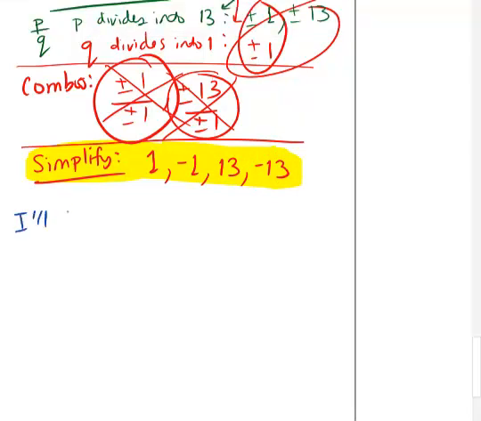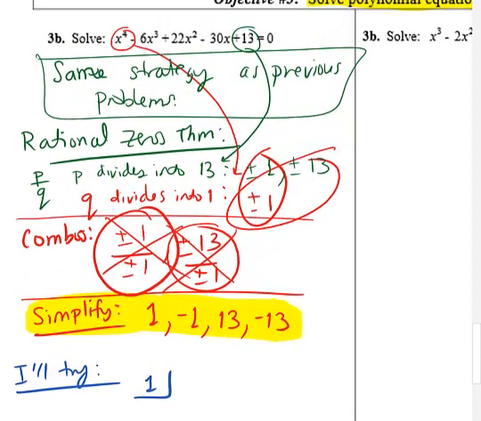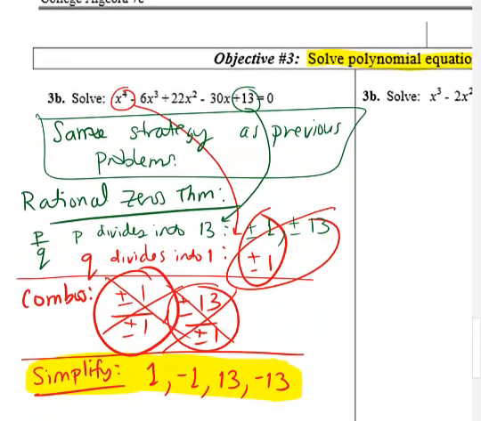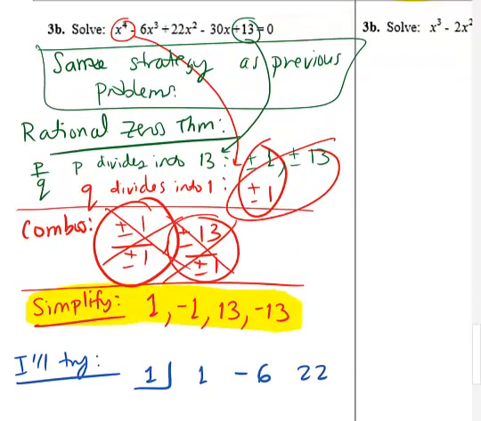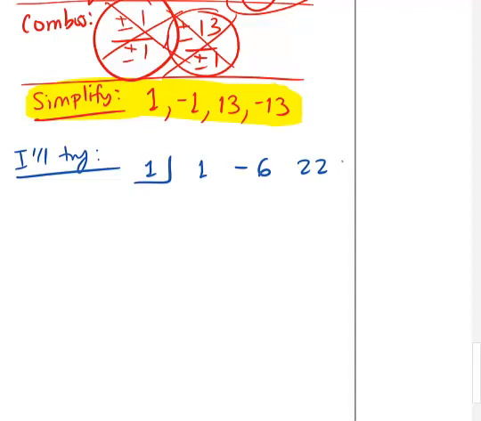So now I'm going to try one of those guys. Like I said, I'm boring, so I always try the first one, 1. Alright, and now I forgot what the coefficients were of f of x. It was 1, negative 6, 22, and then what? Negative 30 and 13, okay.